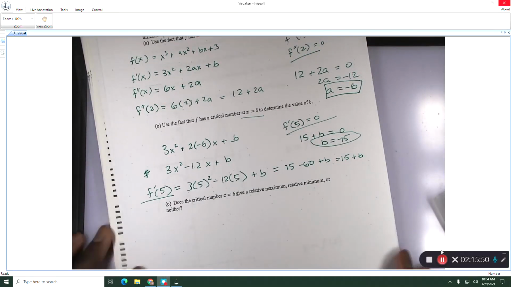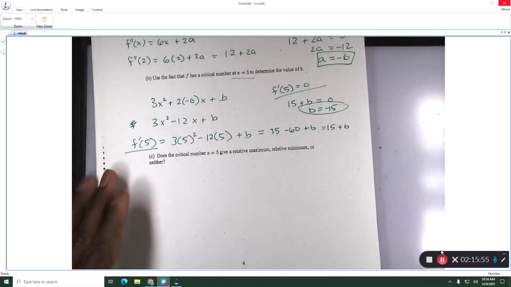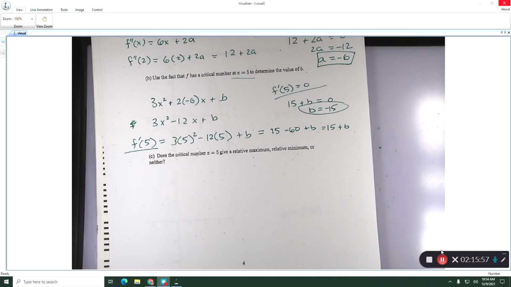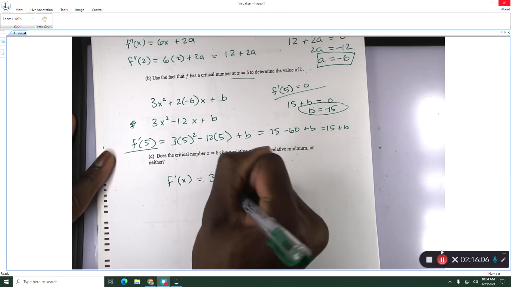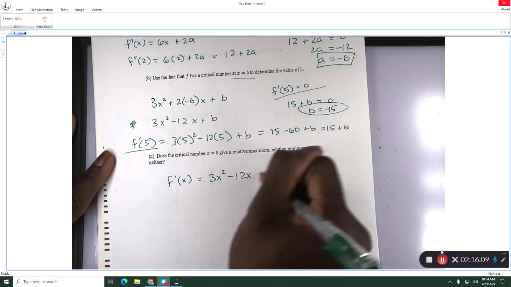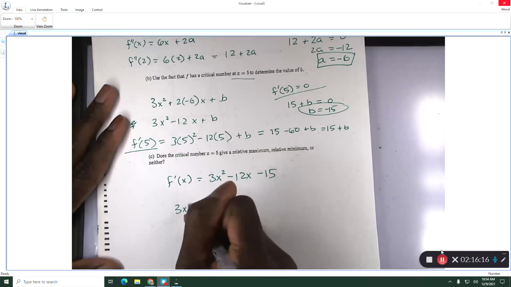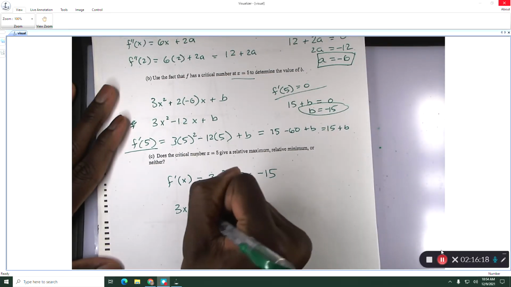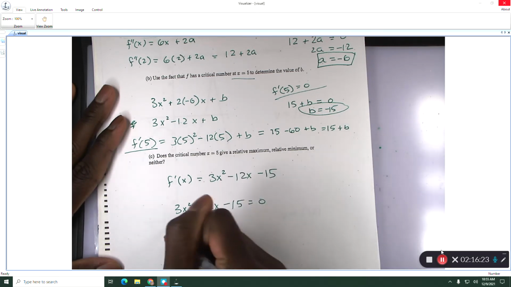Part C is where we now are talking about whether it has a relative maximum or minimum or neither at that point. So we found b, and we now are going to write our equation out as 3x squared minus 12x minus 15. We don't have to deal with so many different variables. I'm going to set this equal to 0, and I'm going to factor.